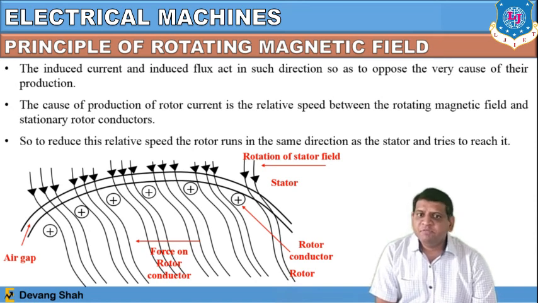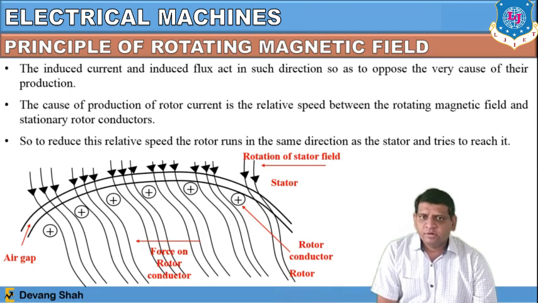So in the three-phase induction motor, always remember that the synchronous speed ns is always greater than the speed of the rotor. The speed of the rotating magnetic field is always greater than the speed of the rotor, right?